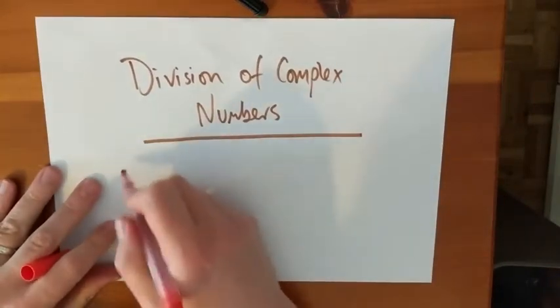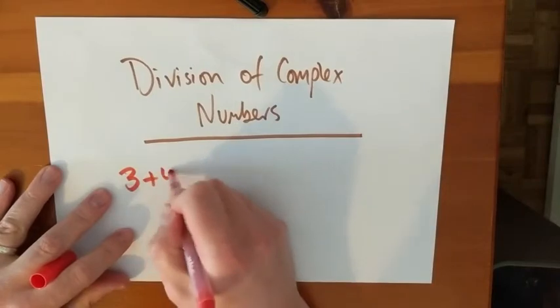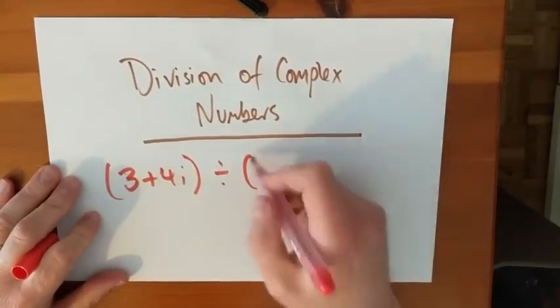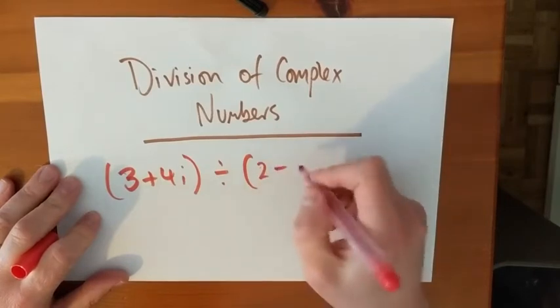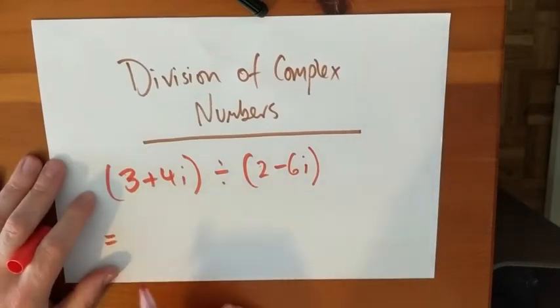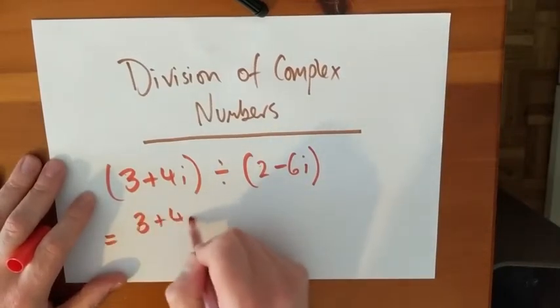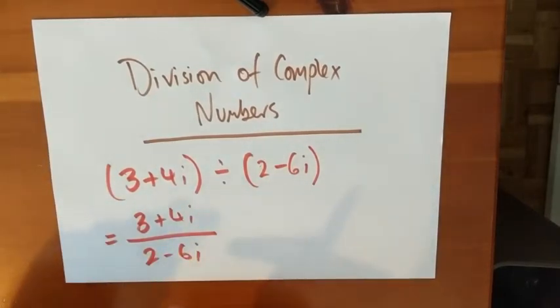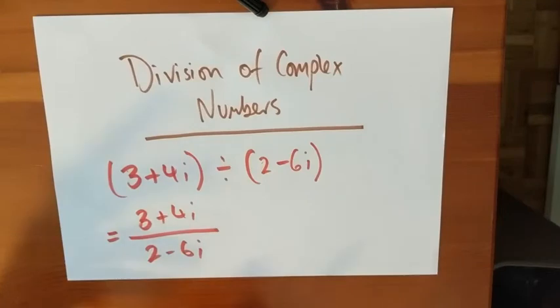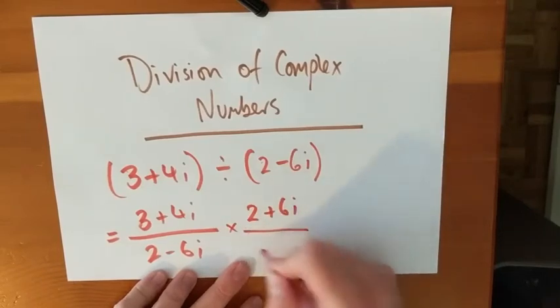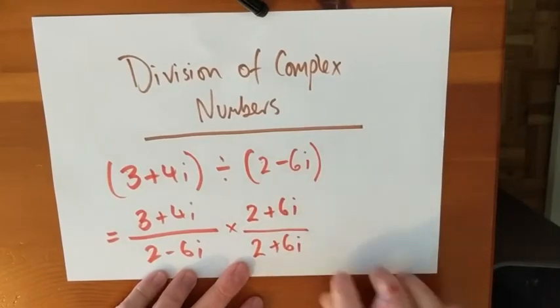If I wanted to do this division, let's say we had 3 plus 4i, and I wanted to divide that complex number by, let's do 2 minus 6i. The way to do this is to turn it into a fraction. So I can write this as 3 plus 4i divided by 2 minus 6i. And the special trick in order to organize this is to use a little bit of multiplication. And we're going to multiply the top and bottom of this fraction by this: 2 plus 6i on the top and 2 plus 6i on the bottom.